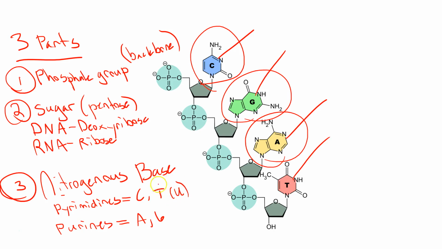Okay. What these letters stand for is the actual name of the compound. So C stands for cytosine, T stands for thymine, U stands for uracil, A stands for adenine, and G stands for guanine. But you can just refer to them as C, T, U, A, and G.